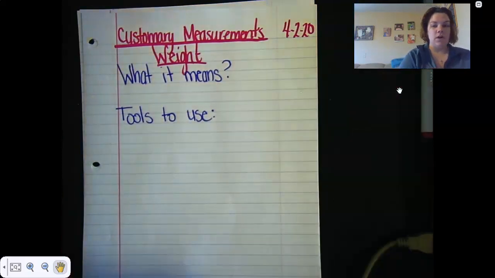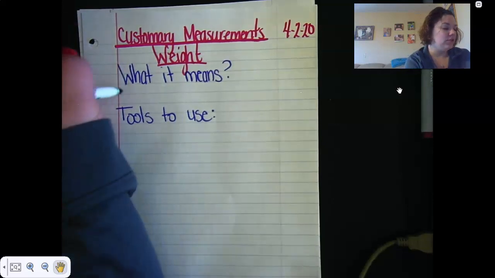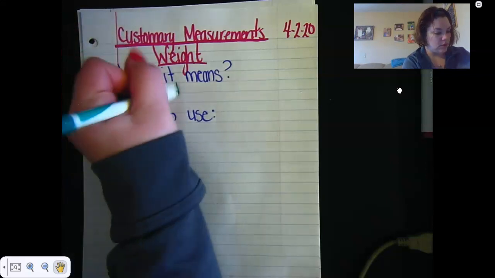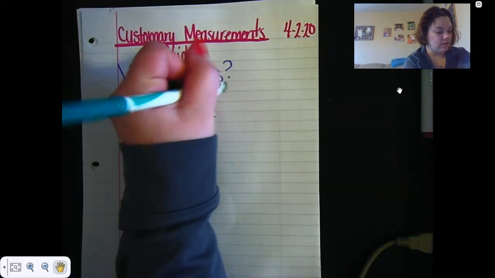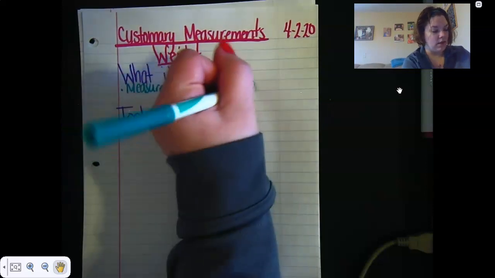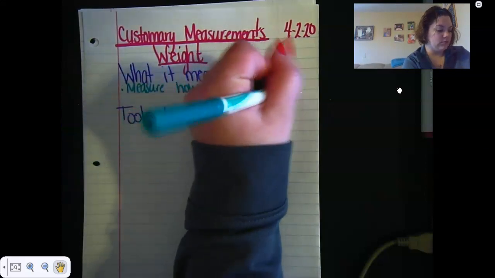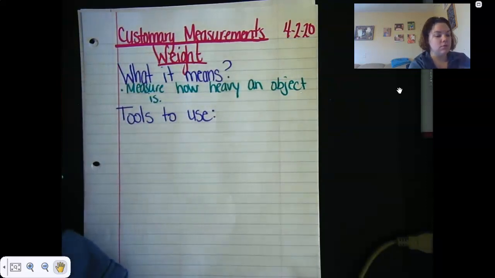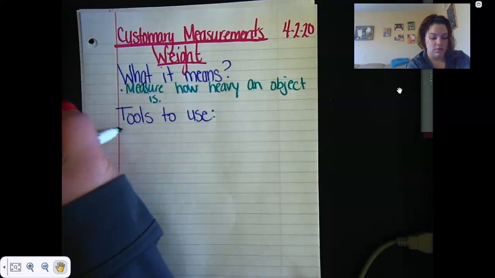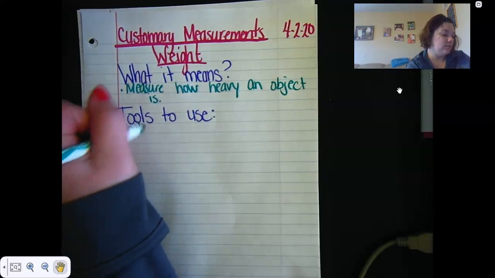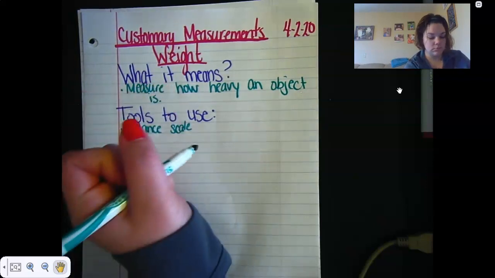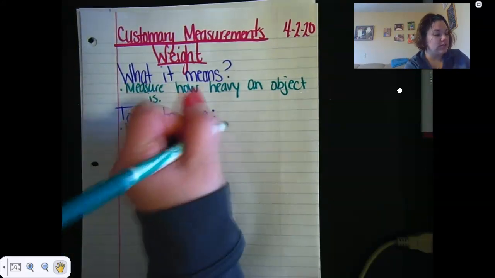So first of all, customary measurement, what it means for weight is to measure how heavy an object is. Tools to use: a balance scale, and just a scale.